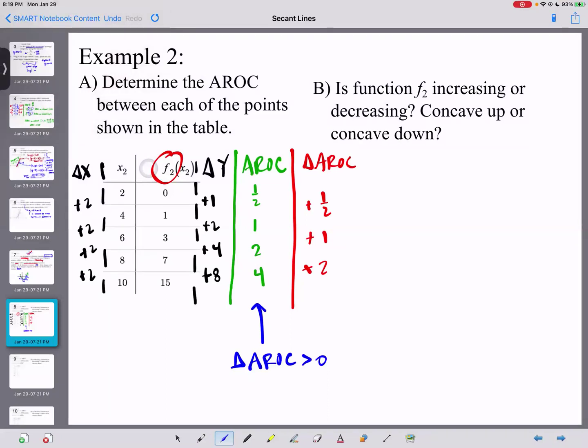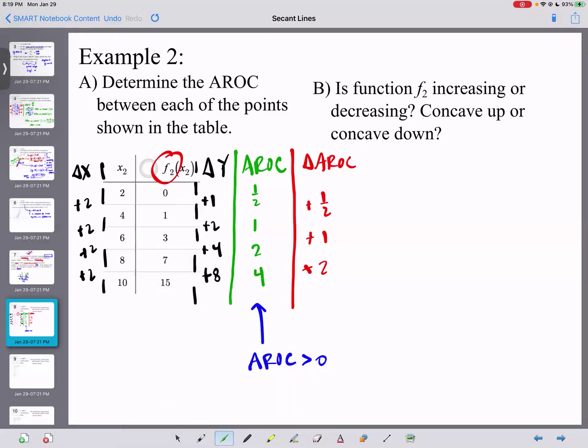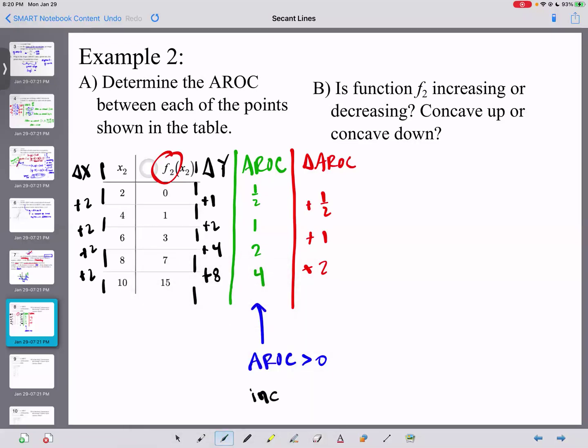What can we determine if the, I wrote that wrong. I wrote delta A rock there. Sorry. If the A rock is greater than 0, what does that determine about our function f2 here? Any takers willing to come off of mute? A rock itself, sorry. A rock. Increasing. This means it's increasing. Good. Thank you, Sion. This is increasing.